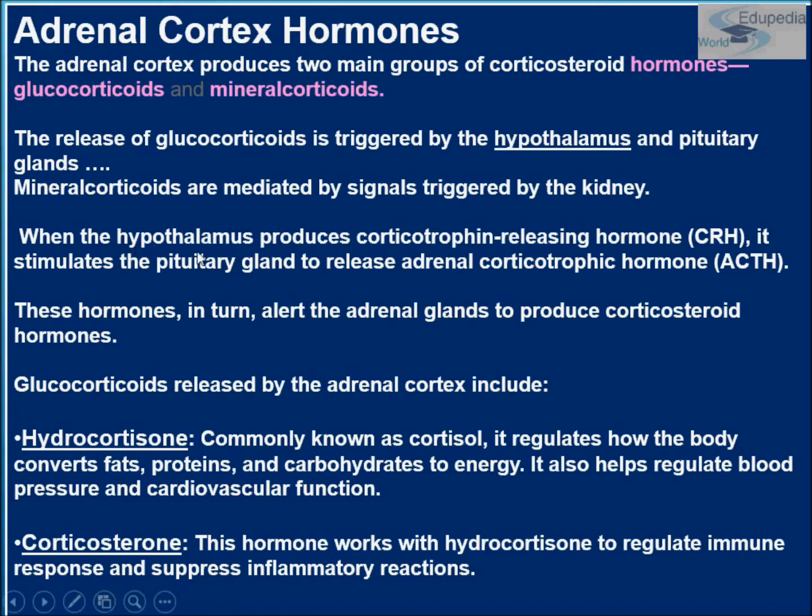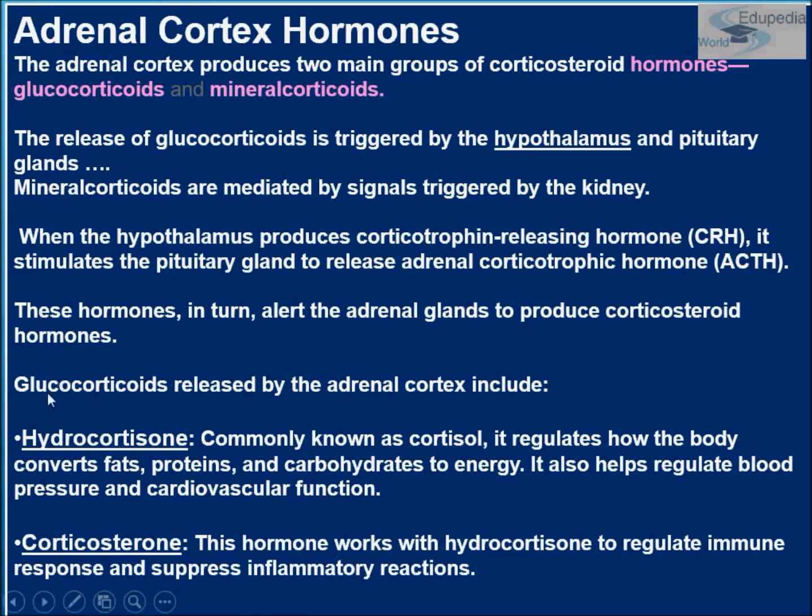When the hypothalamus produces corticotropin releasing hormone, that is CRH, it stimulates the pituitary gland. That means the hypothalamus is the one that releases this hormone, CRH, corticotropin releasing hormone. It goes to the pituitary gland and stimulates it to release adrenocorticotropic hormone. Okay, that is ACTH. Am I clear now? Now these hormones in turn alert the adrenal gland to produce corticosteroid hormones.